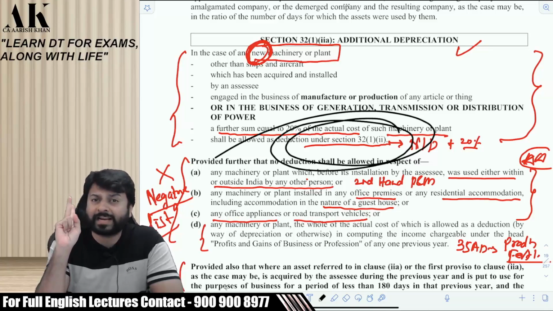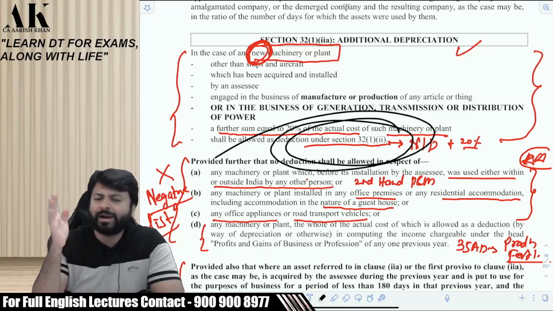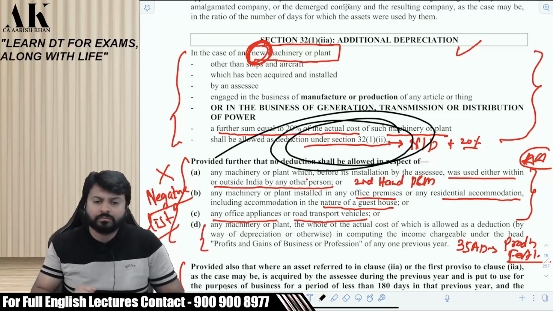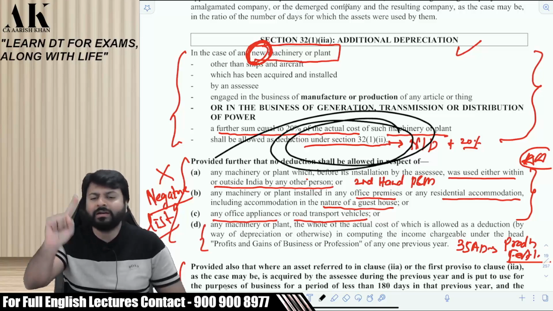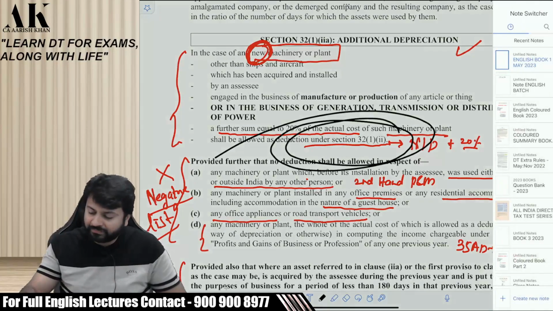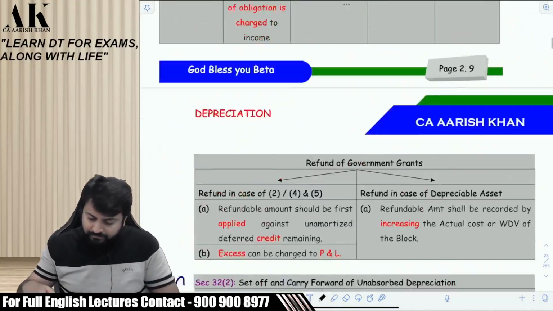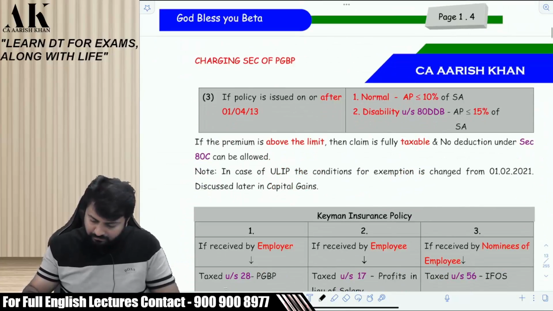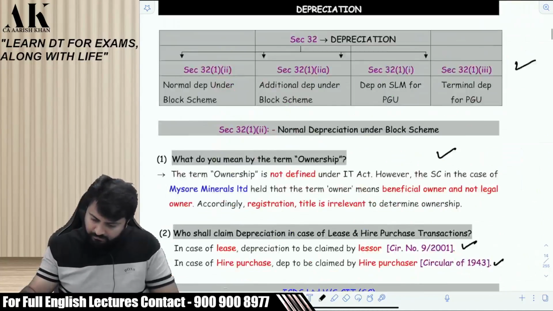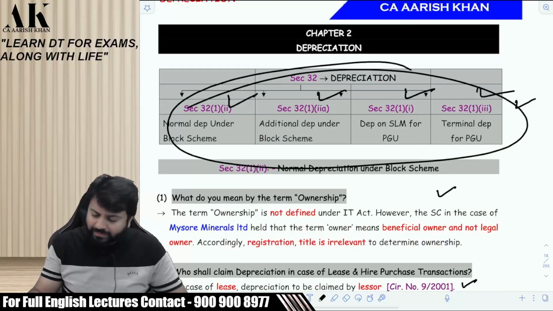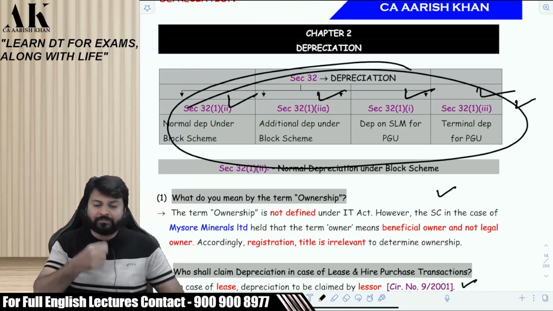One is 32(1)(i), second is 32(1)(ii), third is 32(1)(iia), and fourth is 32(1)(iii). Why has the government made it like this? Why have they not made 32(1)(i), (ii), (iii), and (iv)? Why have they made 1, then 2, then 2a, then 3? You can see on the first page of the summary. Just wait, I am showing it. You can see here (i), (ii), (iia), and (iii). Why have they not made (i), (ii), (iii), (iv)? They could have done it easily, right?